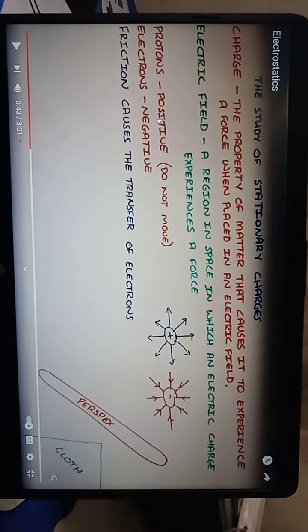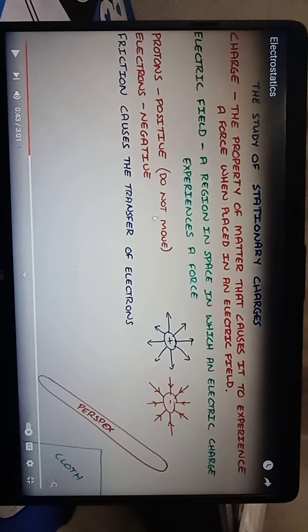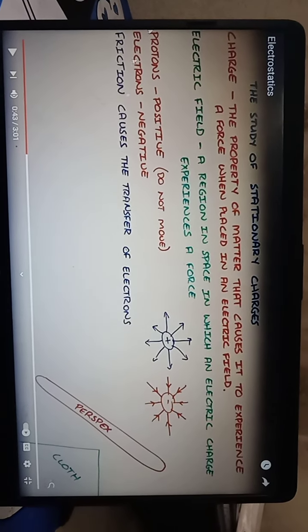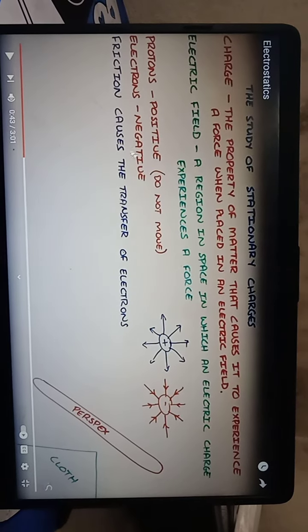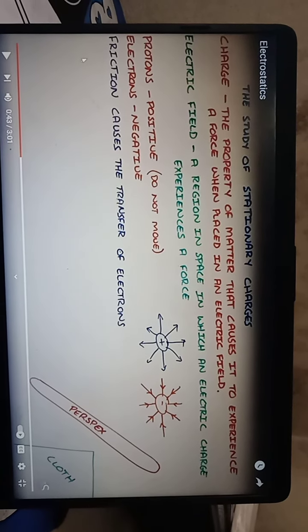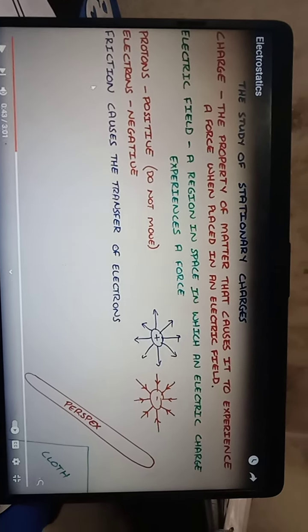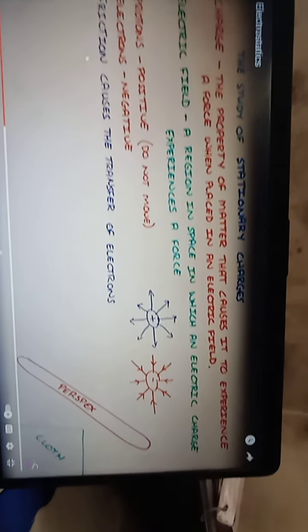Protons, as I've said, tend to be positively charged. They do not move. You remember I said that the protons don't move, but what moves are electrons, which are negatively charged. Here's the friction. The friction causes the transfer of electrons. As I've said, I've been talking about the friction.